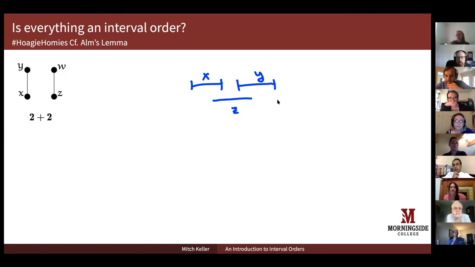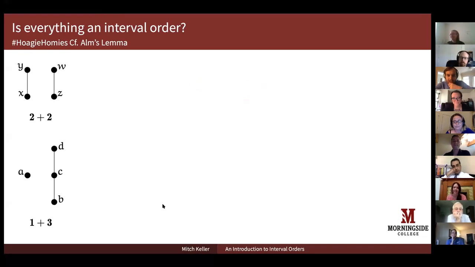But now where do I put W? He's got to be to the right of Z, but then he's over here somewhere, but then he can't hit X. Sounds like we need a different type of space than a plane. Yes. So we can't represent that using intervals.